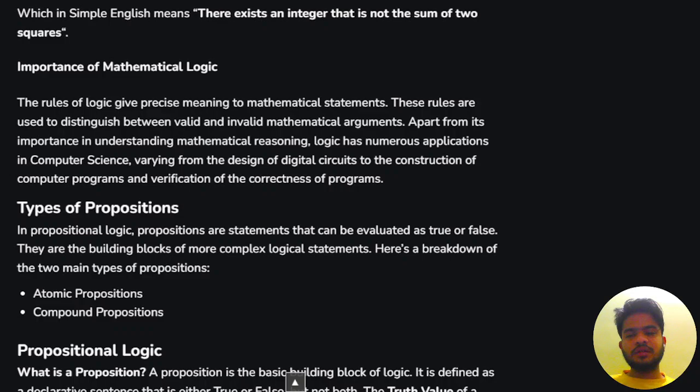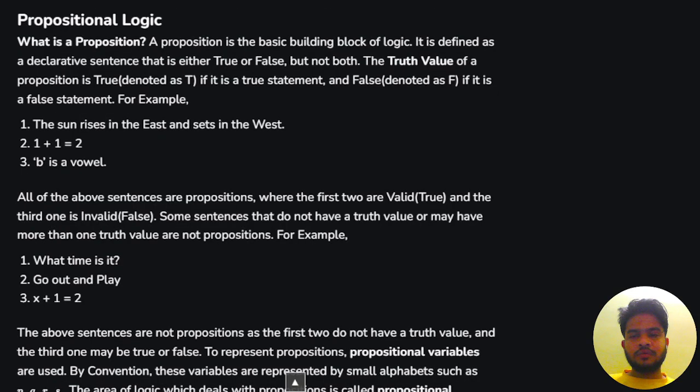Now let us understand the types of propositions. In propositional logic, propositions are statements that can be evaluated as true or false. They are the building blocks of more complex logical statements. Here is a breakdown of the two main types of propositions. One is atomic proposition and another one is compound proposition.